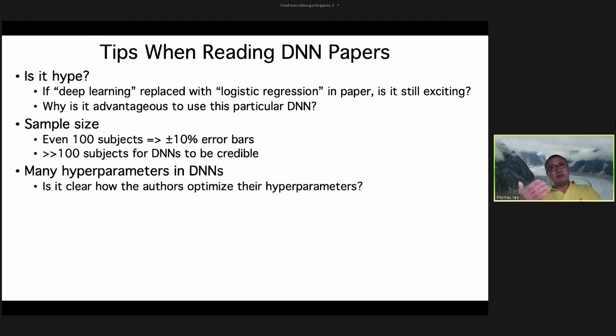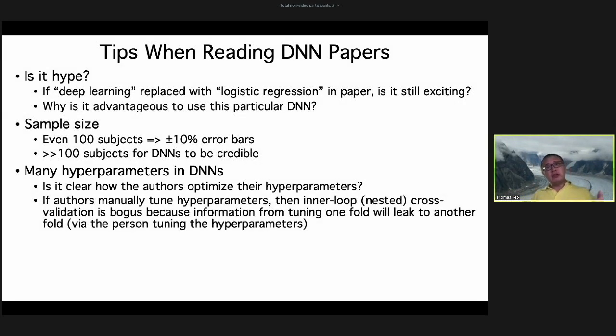So when I read a deep learning paper, I usually check how the authors optimize the hyperparameters. If the authors say they manually tune the hyperparameters and they use K-fold cross-validation, then to me, that's a very big problem because information from tuning using one portion of the data will leak to another portion of the data, because the person who is manually tuning the hyperparameters cannot forget her previous tuning experience. The only legitimate way to use inner loop nested cross-validation is if all hyperparameters are tuned automatically. But as you know, with deep learning, this is very difficult because there's so many hyperparameters.